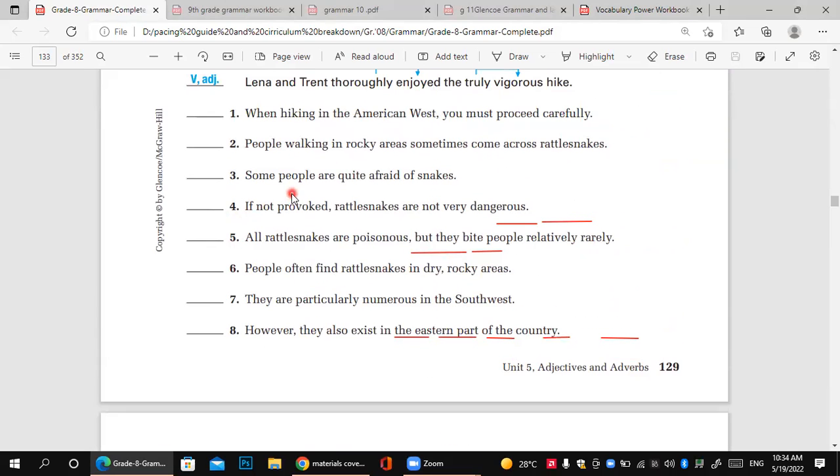Okay, number three: some people are quite afraid of snakes. The adverb is quite. Quite afraid. This is the adverb. Okay, so this is easy. Try to describe the verb, the adverb, or the adjective.